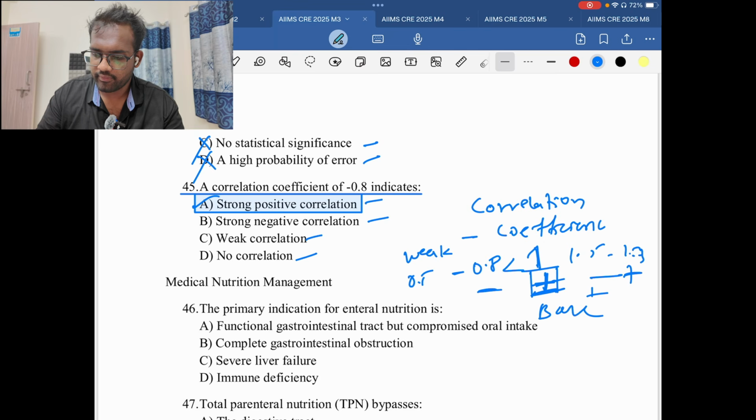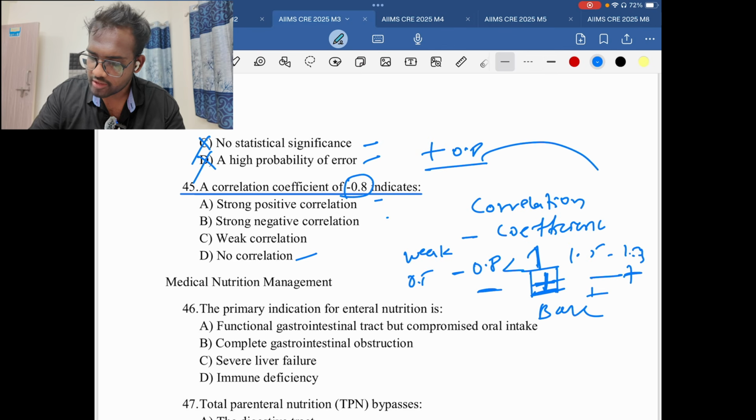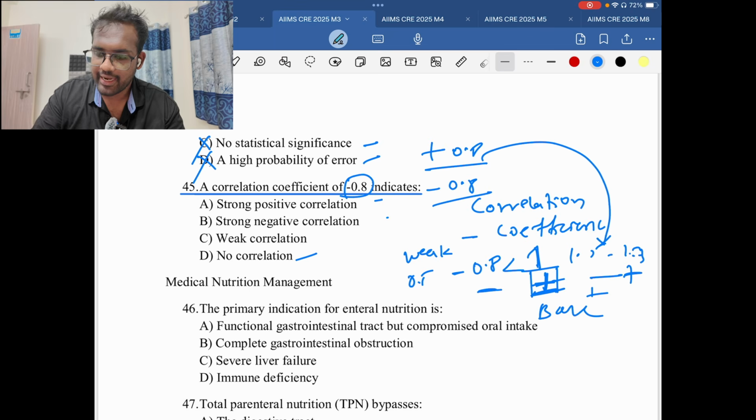Sorry, I have made a mistake here. This is not the answer. They have mentioned the negative, right? If they have mentioned plus 0.8, then it will be strong positive correlation. But they have mentioned minus 0.8, so it is called strong negative correlation because the number is in negative format. I made a small mistake here.